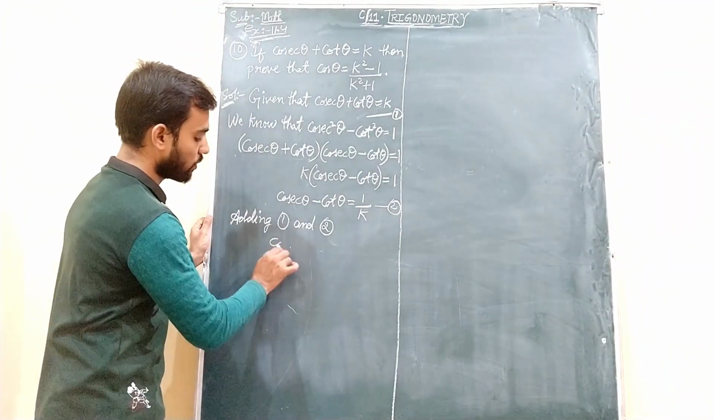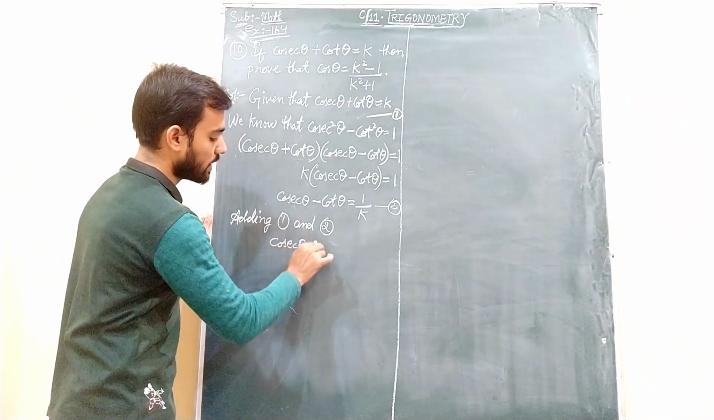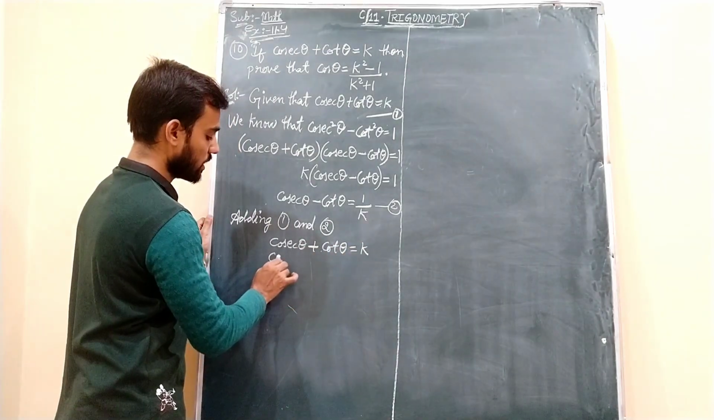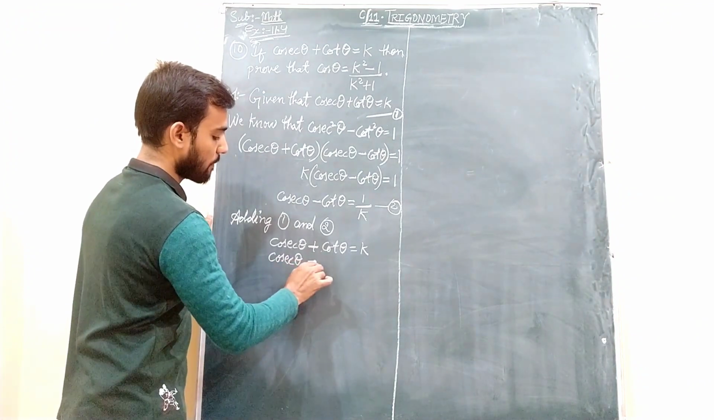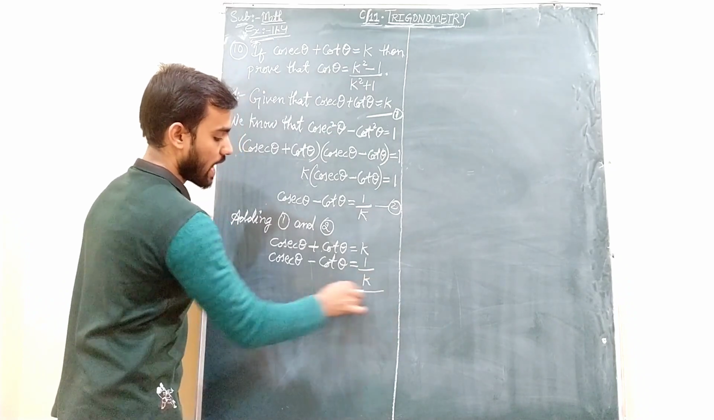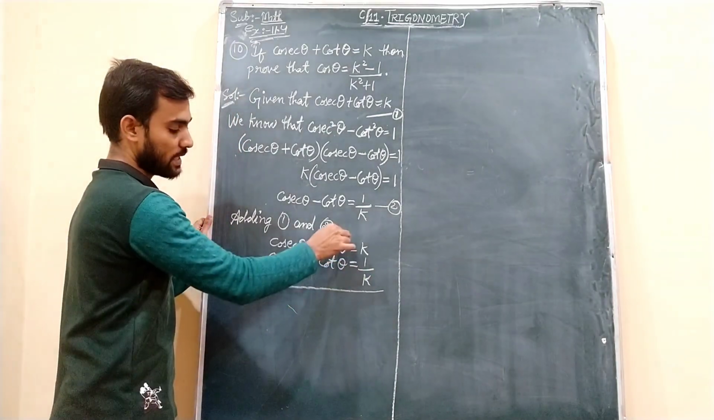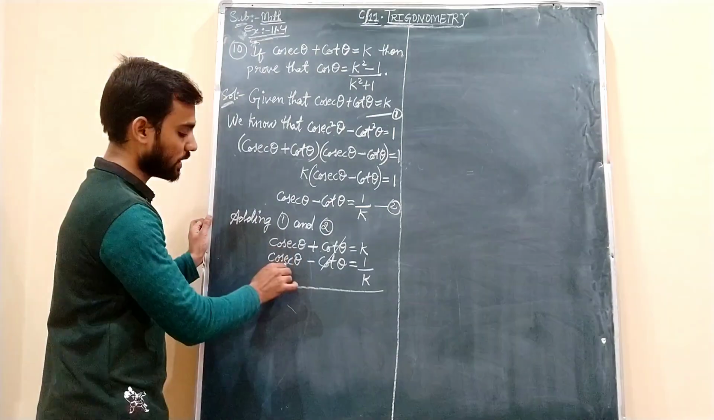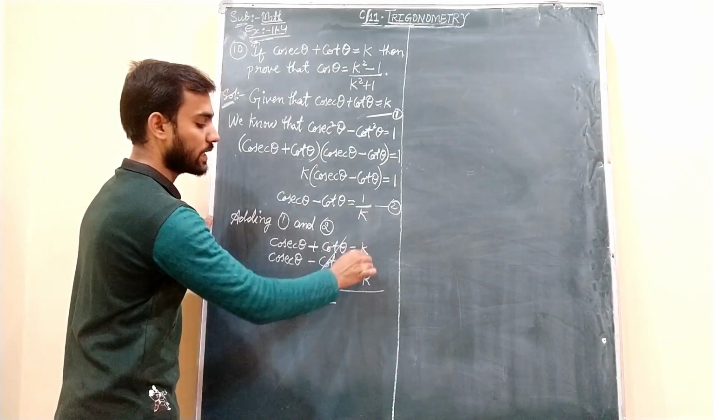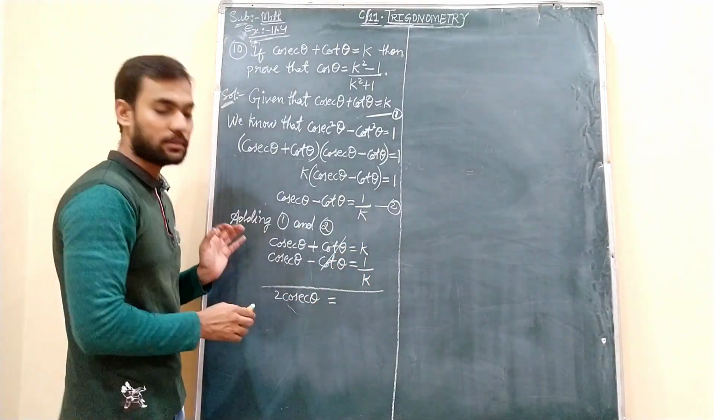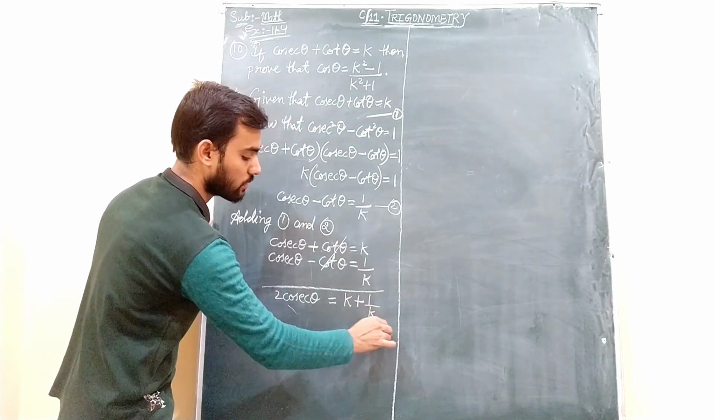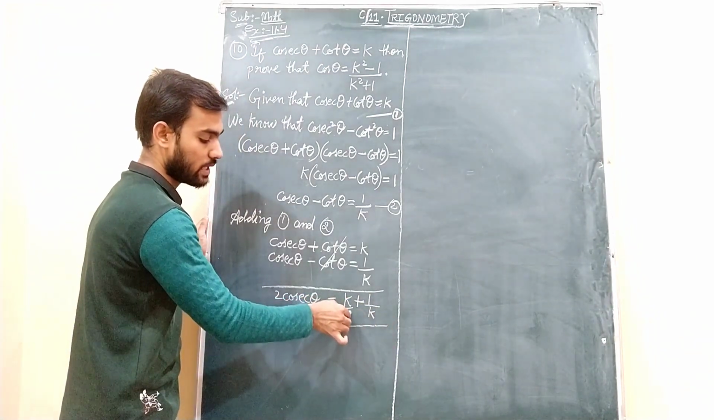Equation 1 is cosecant theta plus cot theta equals k, and the second equation is cosecant theta minus cot theta is equal to 1 by k. As we are adding both the equations, the plus cot theta and minus cot theta get cancelled. Cosecant theta becomes 2 cosecant theta. And k and 1 by k, you cannot add them directly, so you need to write it as k plus 1 by k. If there is nothing in the denominator here, 1 remains.